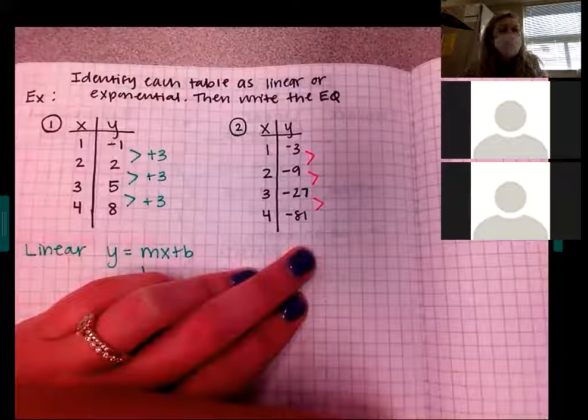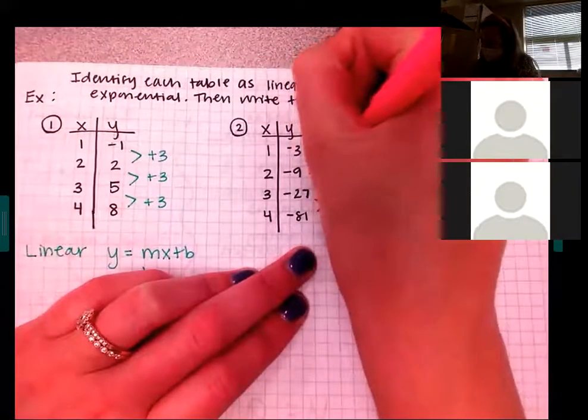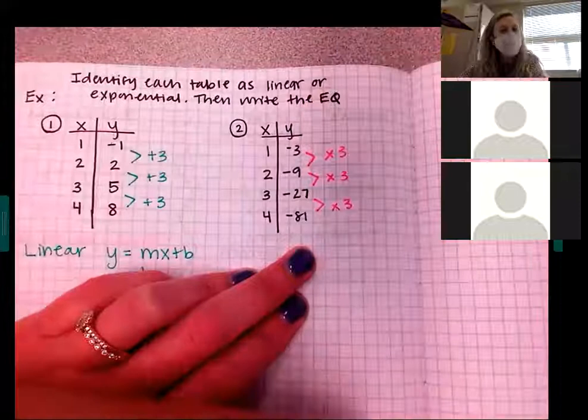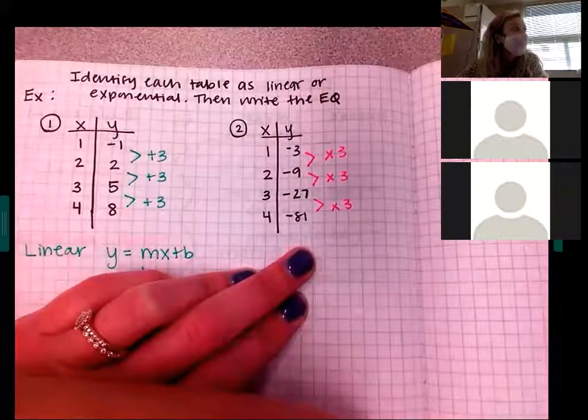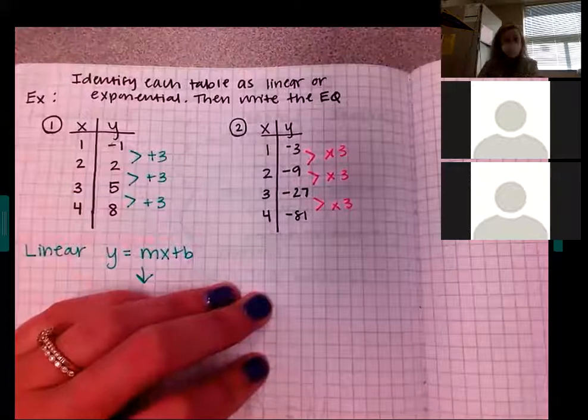So does anybody see if there's something we're multiplying by? Oh, smart. She blurted that out. All right, look. Do y'all agree it's multiplying by 3 each time? All right, if it has a multiplying pattern, what kind of function is it?